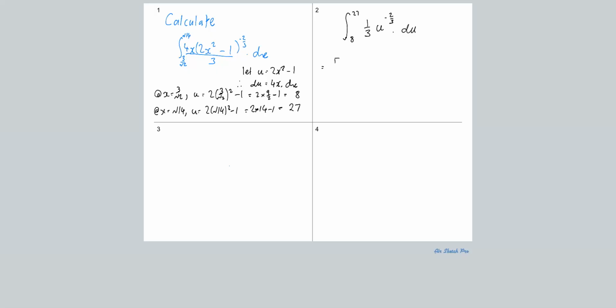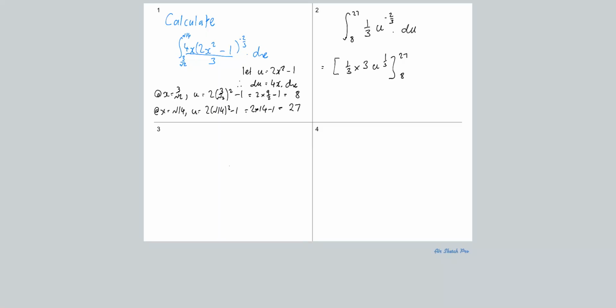So that means I've got, let me see now, if I have u to the power of negative 2/3, then I would add 1 to that, and that would give me positive 1/3 here. And so my integral will be worked out by flipping 1/3 to get 3. So I'm going to end up with something like this: 1/3 multiplied by 3 over 1, or just 3, u to the power of 1/3, and that's between 27 and 8.